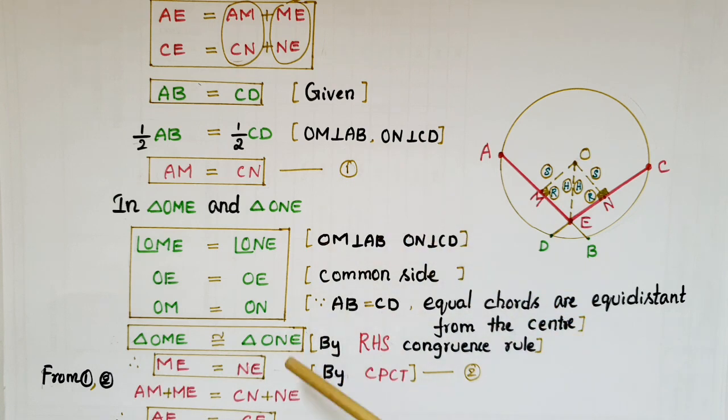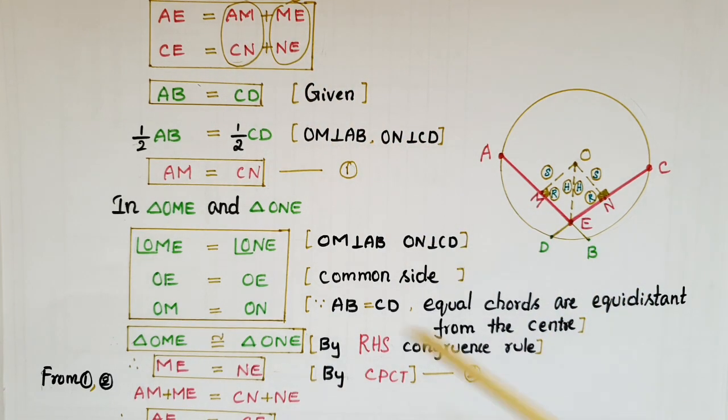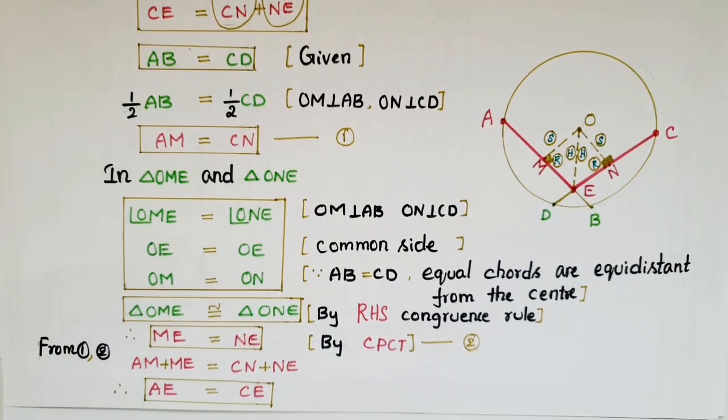So from 1 and 2, AM plus ME is equal to CN plus NE. AM plus ME is AE, and CN plus NE is CE. So AE is equal to CE.